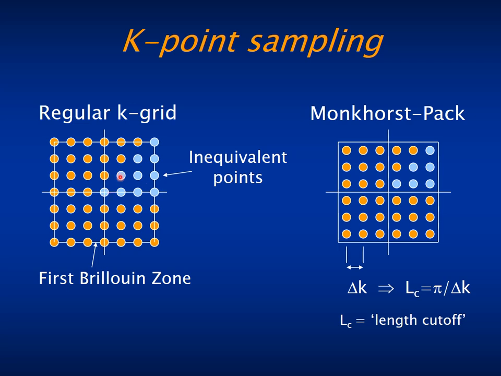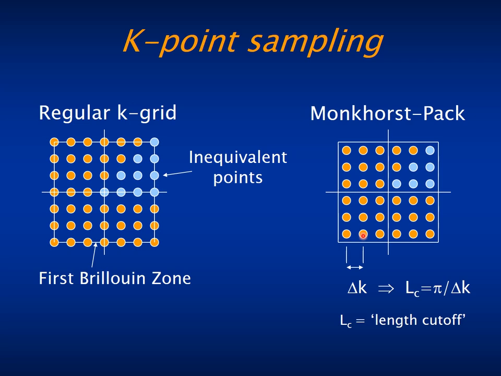Because of symmetry, some points are equivalent, and we need to integrate only over the irreducible part of the Brillouin zone, which is here shown by the blue points. Monkhorst and Pack noticed that if you displace the grid points relative to the origin, the degeneracy of the points increases and you need fewer points in the irreducible part. In any case, the accuracy of this integration is characterized by the fineness of the grid, as in real space, and so by the separation between the grid points.